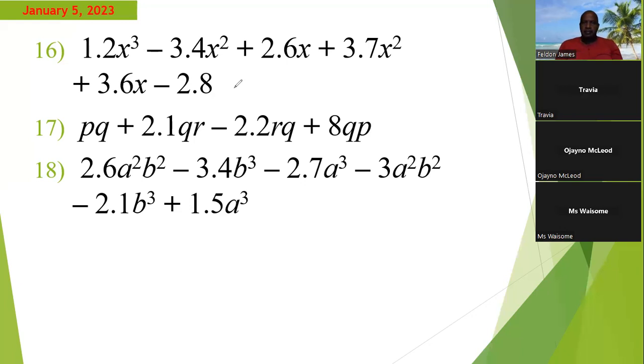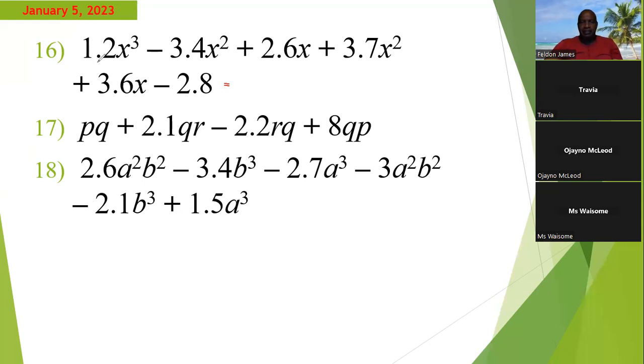Sir, I have 12 point x to the third power plus 7.1 x to the second power plus 2.6x plus 3.6x. All right, let us walk through what you have and see if you're on the right track. So you say you have 12.x to the third power? Yes, sir.